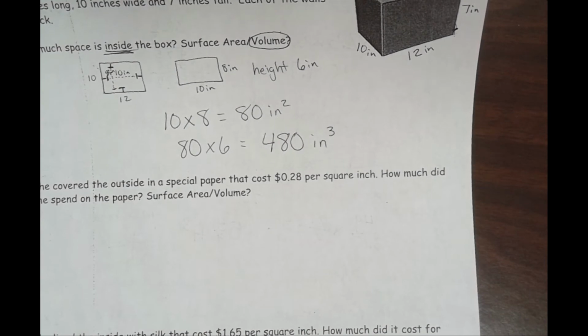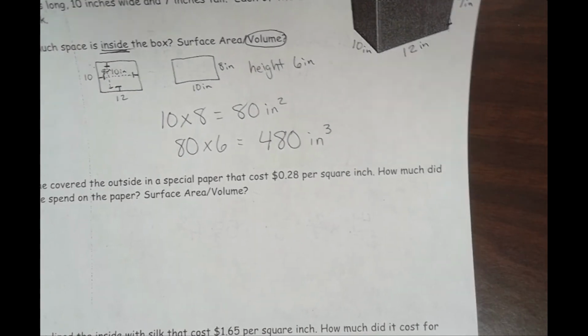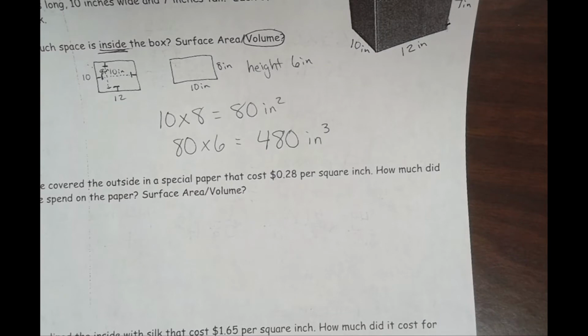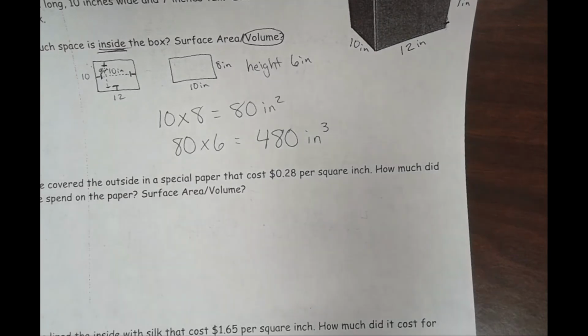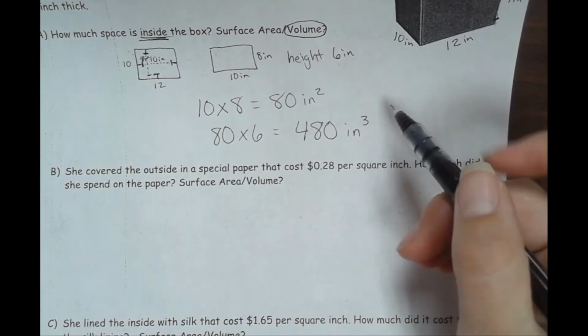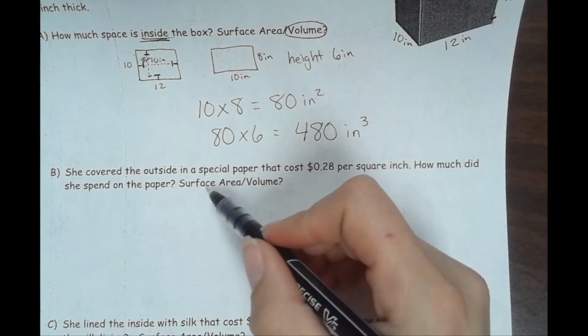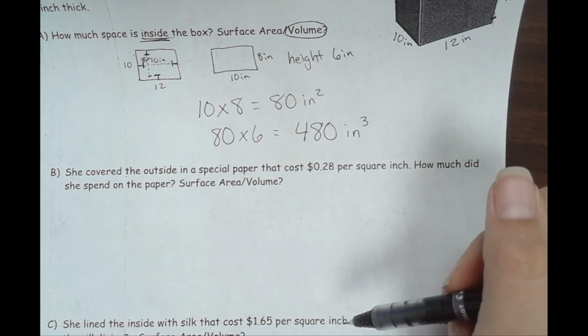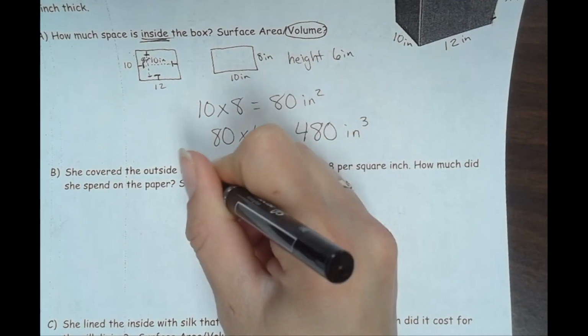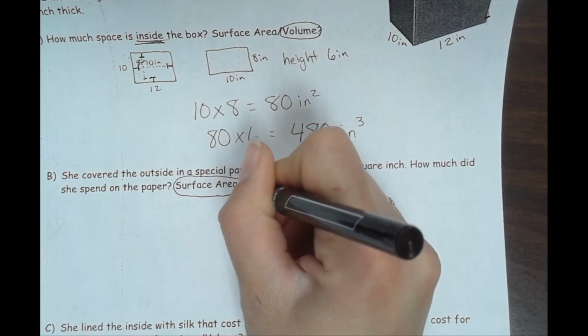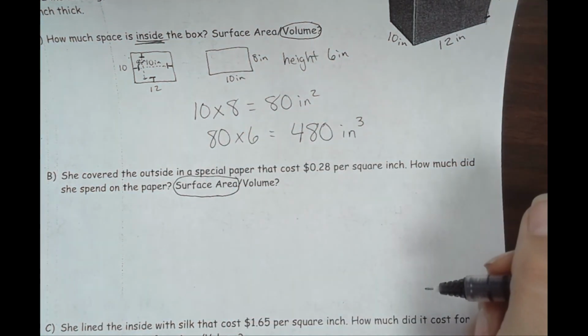She covered the outside in special paper that cost 28 cents per square inch. How much did she spend on paper? Okay, if she's putting a special paper on the outside, is that a surface area thing or a volume? That would be surface area. We're talking about two-dimensional on the outside.